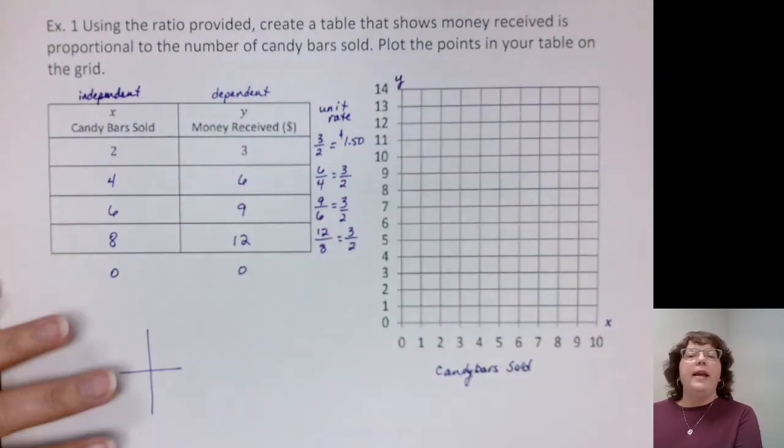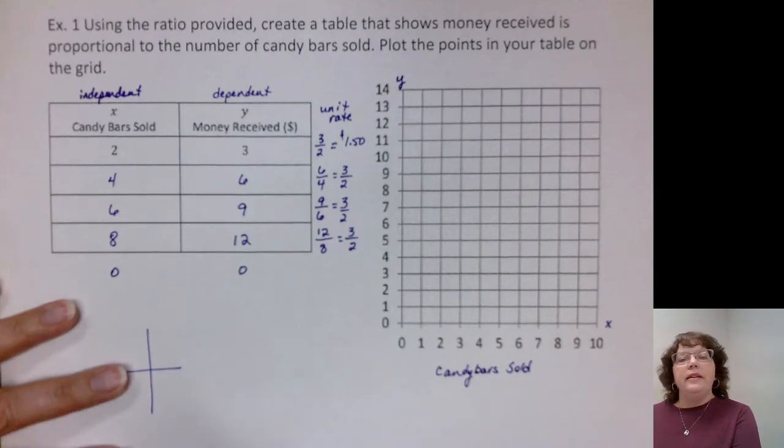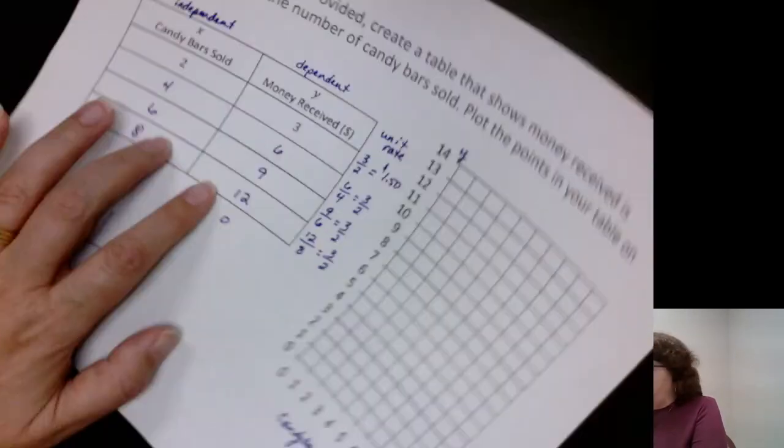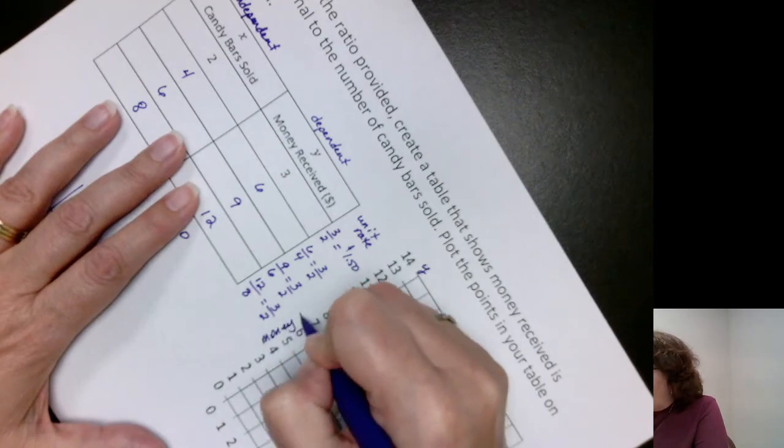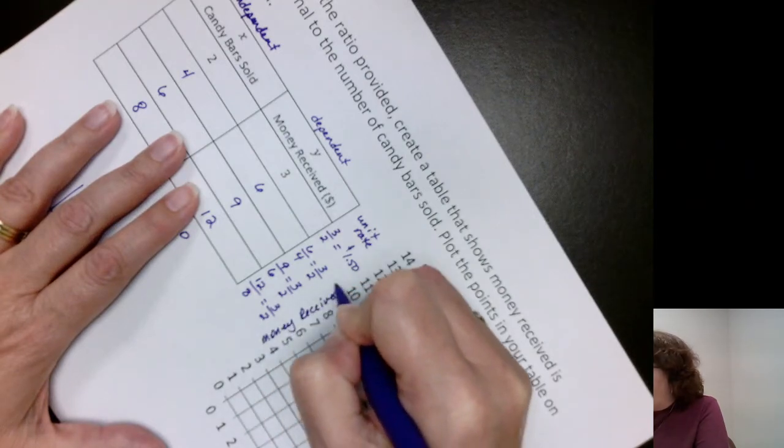Okay, and then that means that the dependent variable is the vertical axis. We call that the y-axis. All right, and that is the money received. Let me turn my paper so I can write sideways. Money received.